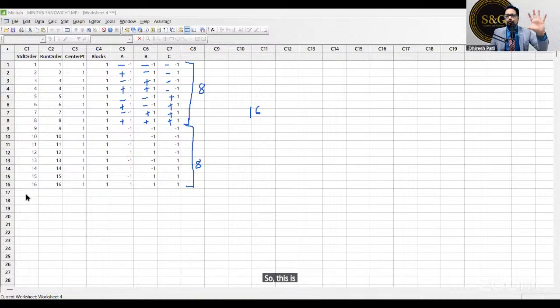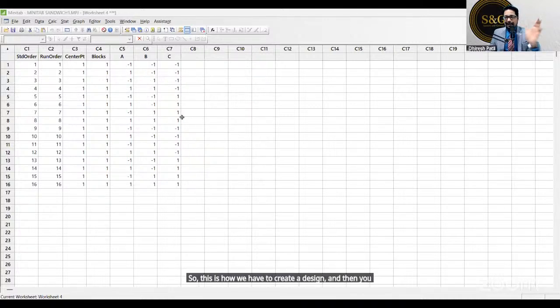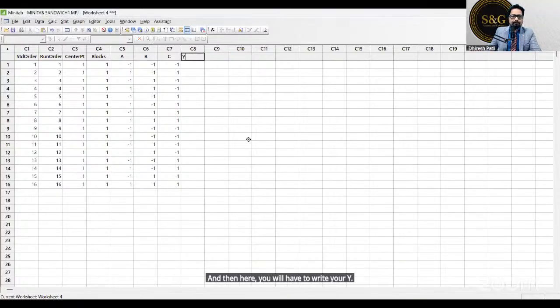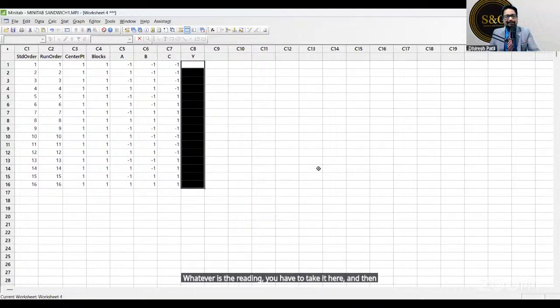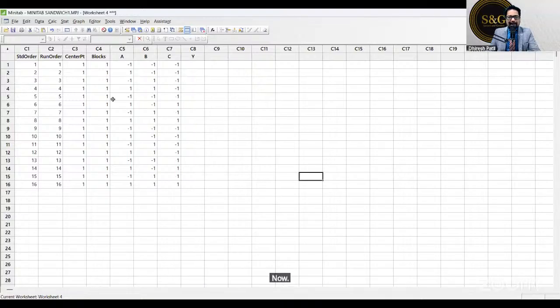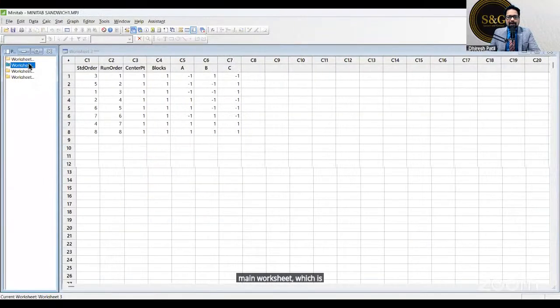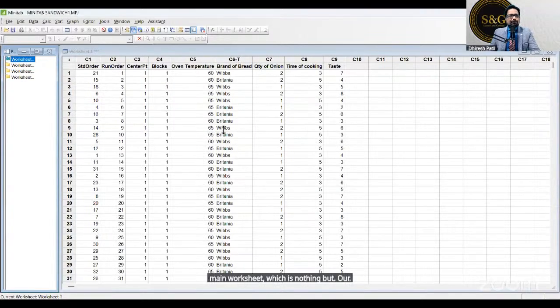So this is how we have to create a design, and then you have to run accordingly. Then here you will have to write your Y. Whatever is the reading, you have to take it here, and then you start the analysis of it. So how to do the analysis, that is something which we will now discuss. To do that, we will open our main worksheet, which is our sandwich worksheet. Yes, open this worksheet.